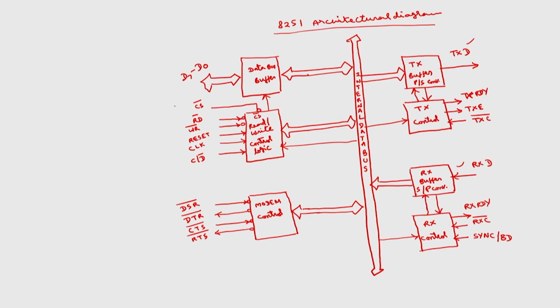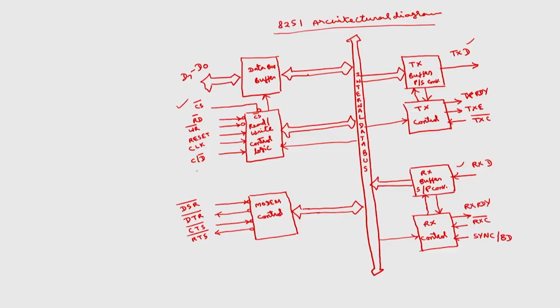So, chip select signal is obvious. Whenever the chip is selected, in order to select this chip, CS bar should be 0. Okay. So, read bar, write bar signal, I will come to this read bar, write bar in connection with C by D bar. So, these 3 signals are related, I will come to that later.